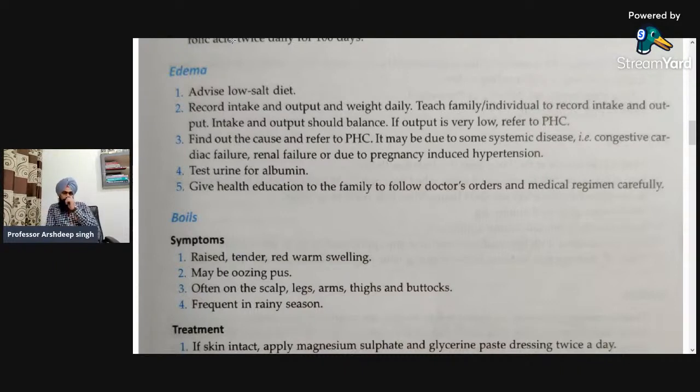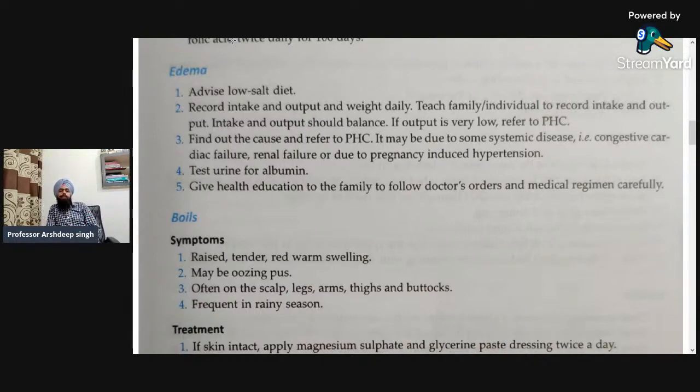Advise low salt diet. Second is about intake and output and weight daily. So we have to maintain the intake and output chart in case of edema. Each family individual should record intake and output, and it should be balanced. And if output is very low, refer to the PHC immediately. Next, find out the cause and refer to the PHC. Maybe it is due to some systemic disease.